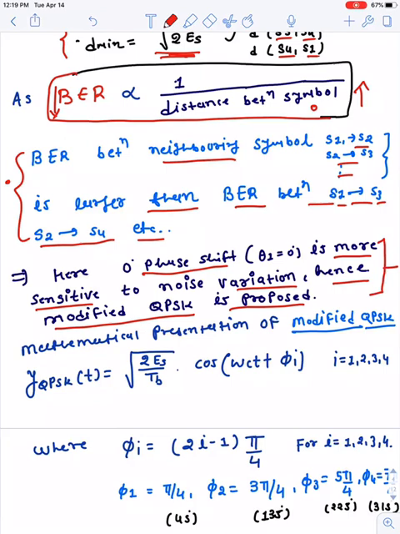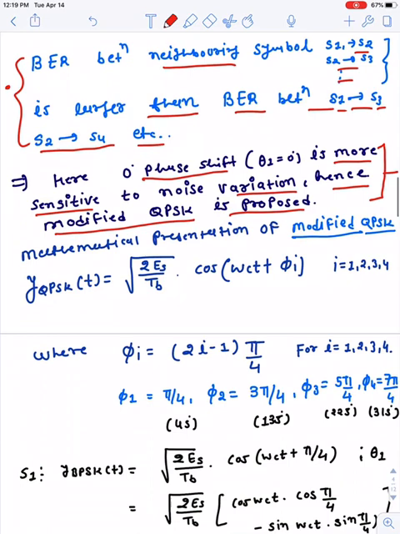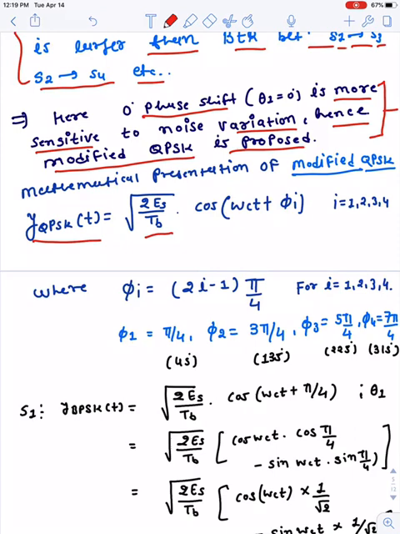So what would it be there? Rather than the 0 degree phase shift, pi by 2 phase shift, pi phase shift, and 3 pi by 2 phase shift, the concept would be the same. We need to define 4 phases, but rather than these 4 phases, 0, pi by 2, pi and 3 pi by 2, we can define 4 different phases. And what are these different phases? So the equation can be rewritten here: y QPSK of t is square root of Es by Tb cos(omega c t plus phi i), where i is the index of the symbol.